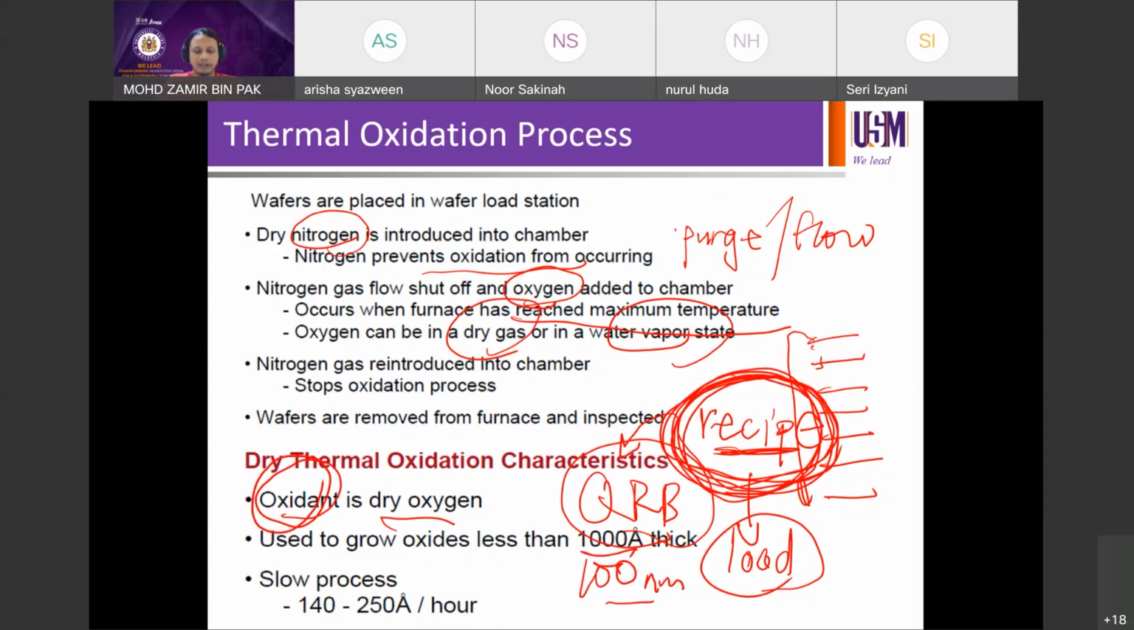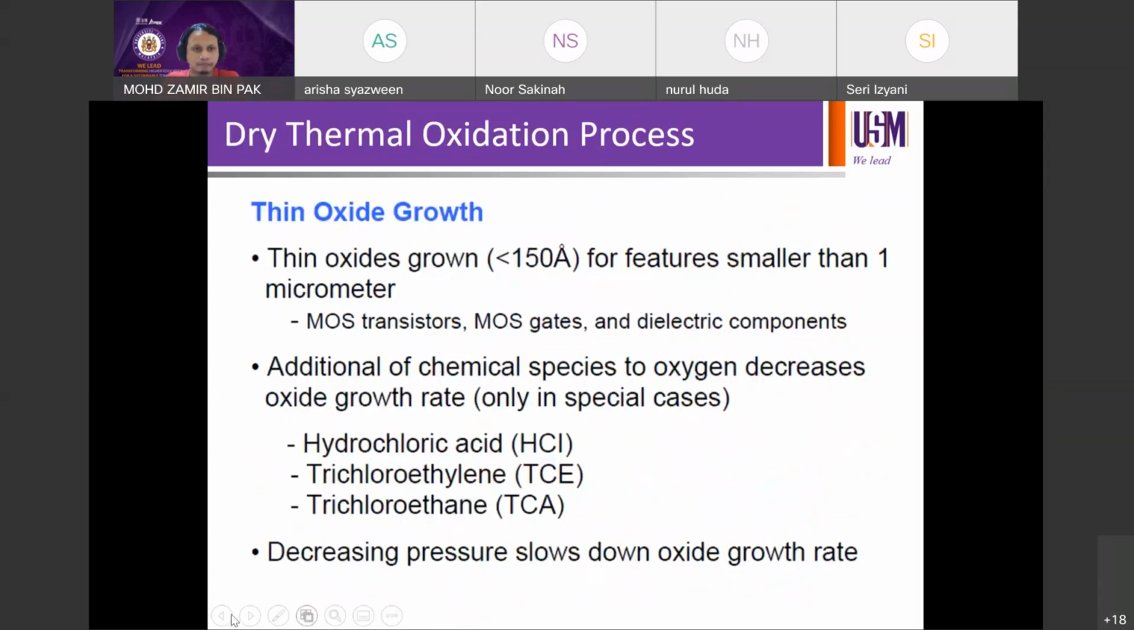Okay, so it's a very slow process for dry ox. The growth rate is like 14 to 25 nanometer per hour. So in an hour you only get about 20 nanometer of growth. So it's a very slow process. So thin oxide growth is less than 15, for feature size less than 1 micron. This is not a rule of thumb, but generally this is how it goes. It really depends on what you want to grow later on as your device.